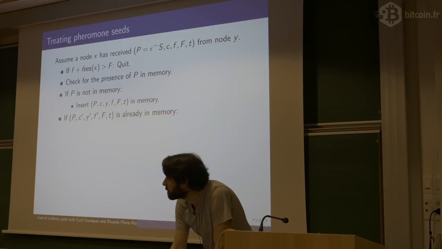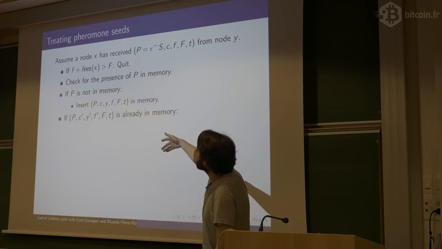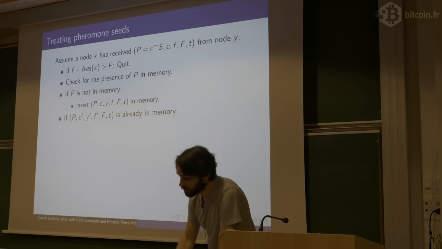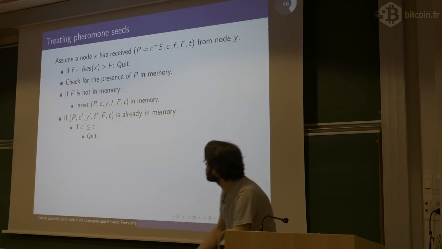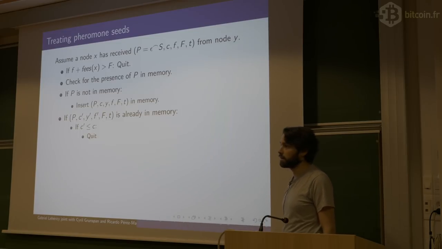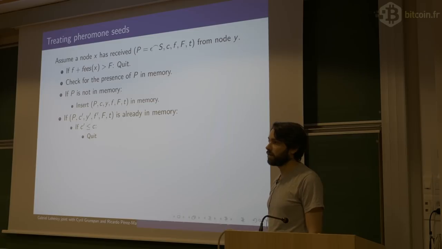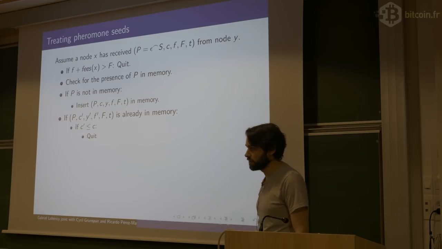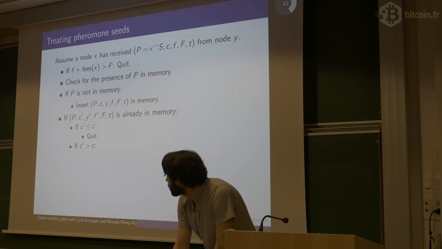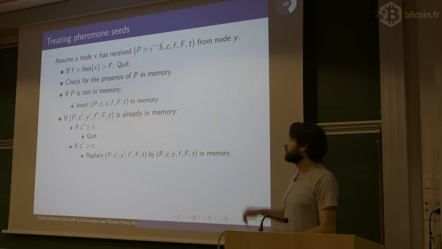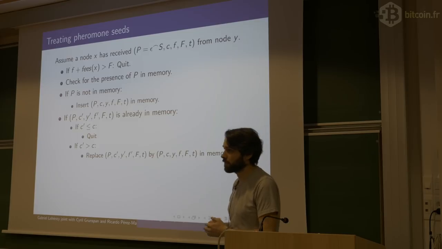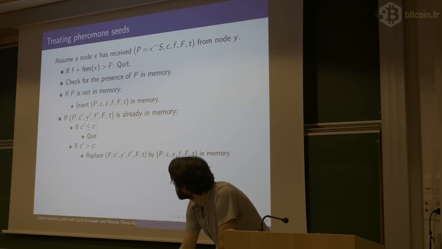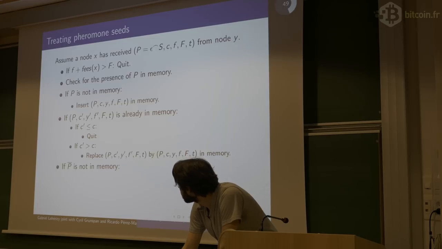If it's already in memory, so the seed is already in memory, but with some other information, so the counter could be different. So it checks the counters. If the counter is not smaller, then just quit, which means the seed is discarded. It's not forwarded anymore. Now, if the counter is lower, then the node replaces the old seed with the new seed. It just replaces the information attached to the seed. This is the first thing that it does, and then P bar.